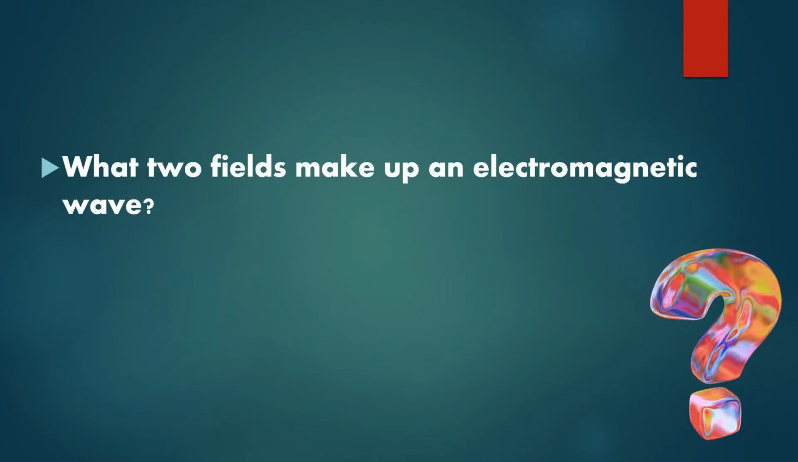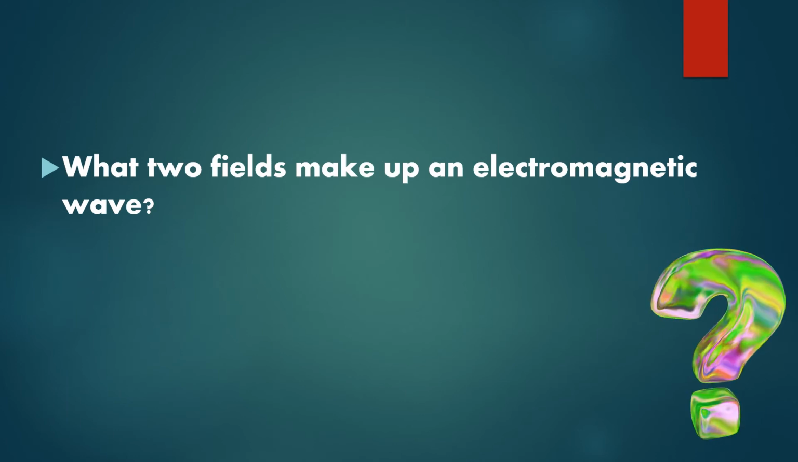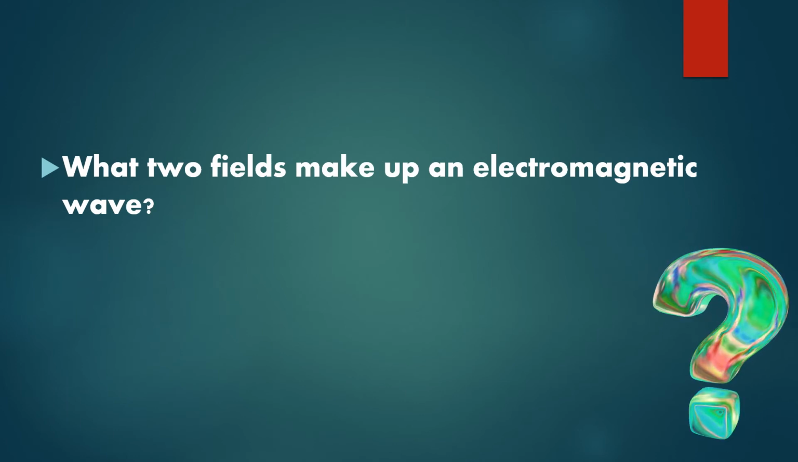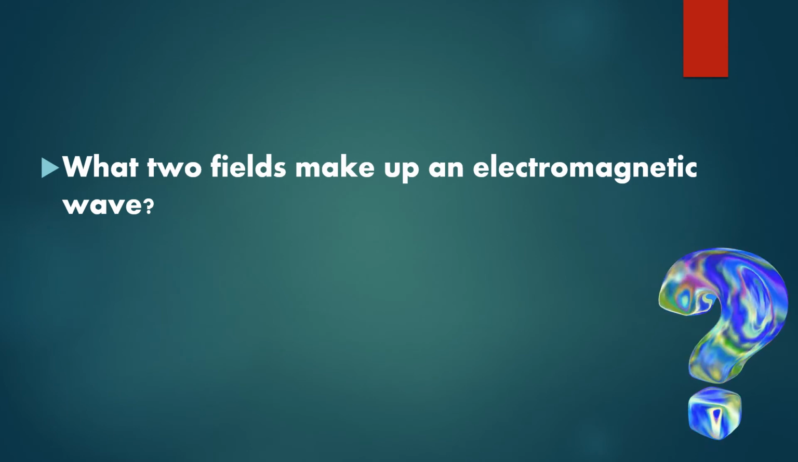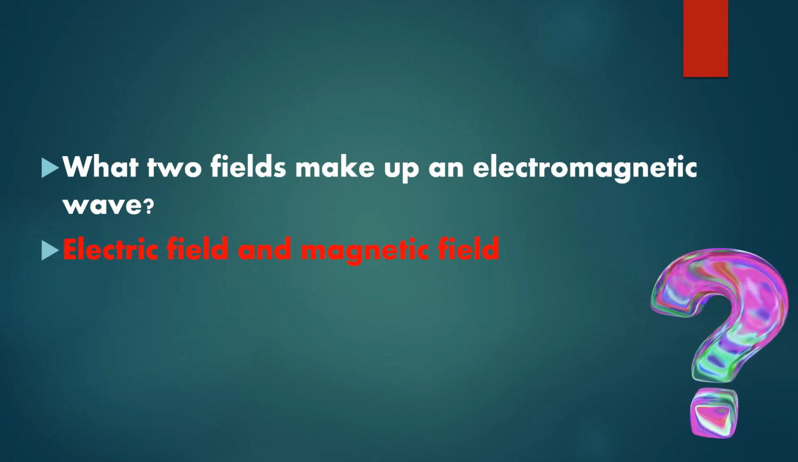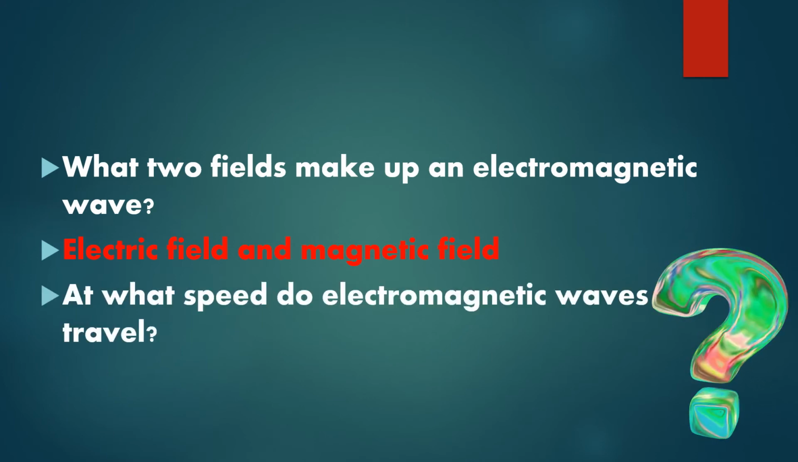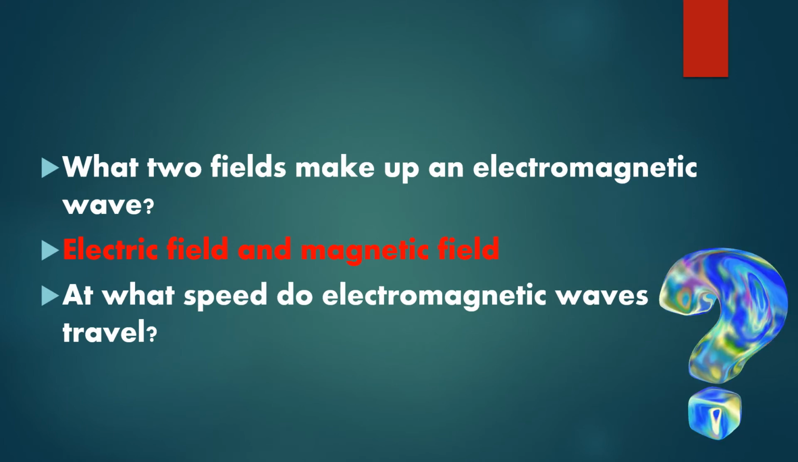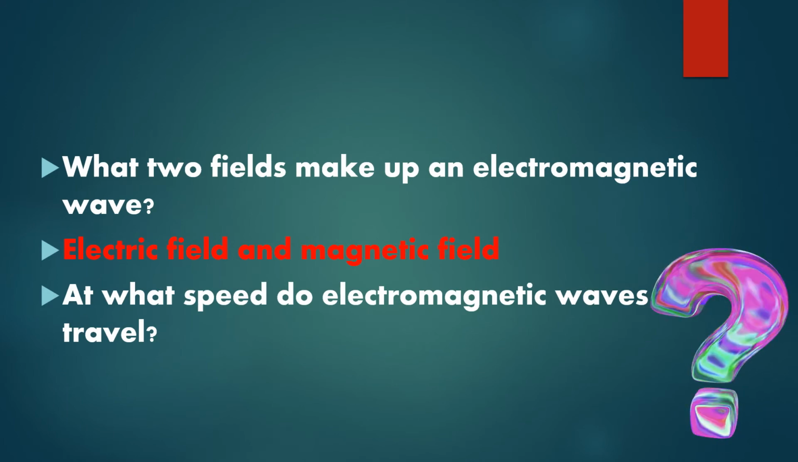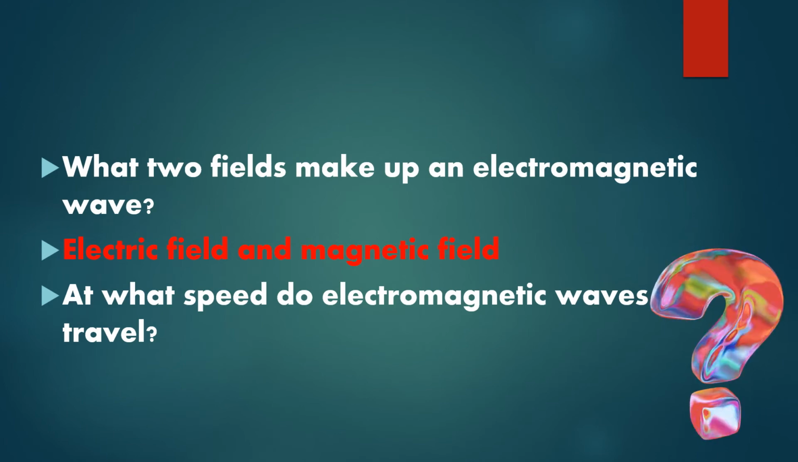So before we proceed with the next topic, I want to check your understanding about the concept. First question, what two fields make up an electromagnetic wave? Great. It is electric field and magnetic field. Next question. At what speed do electromagnetic waves travel? Great job! The answer is at the speed of light.